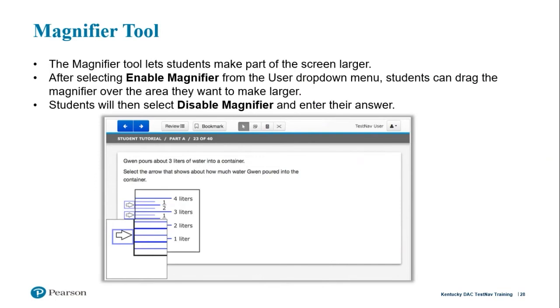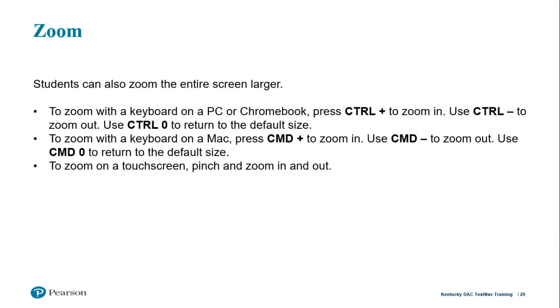The magnifier tool lets students enlarge part of the screen. As you see on this screenshot, in the lower left-hand corner is the magnifier. You drag that around and the magnifier will enlarge whatever part of the screen it's on. They can select disable magnifier back up in the menu.